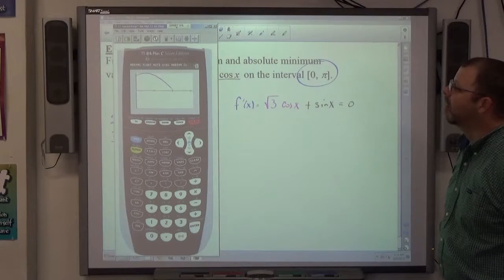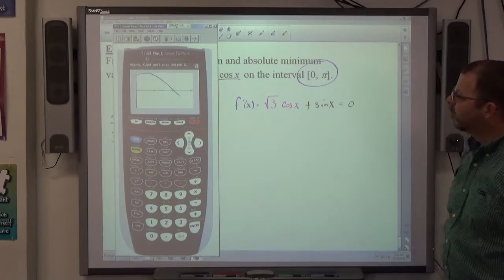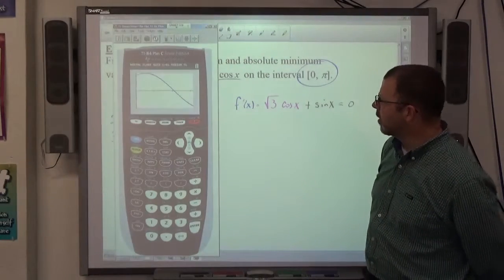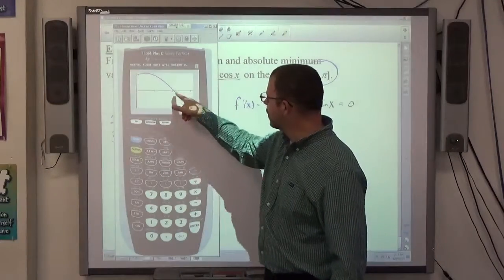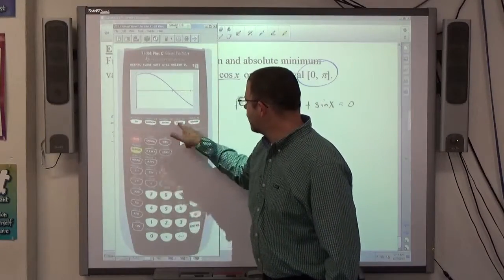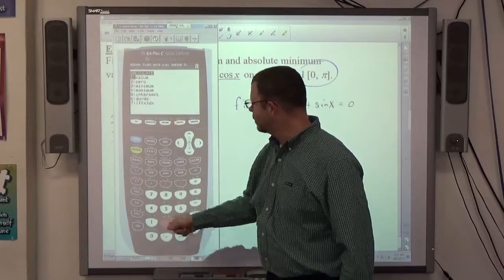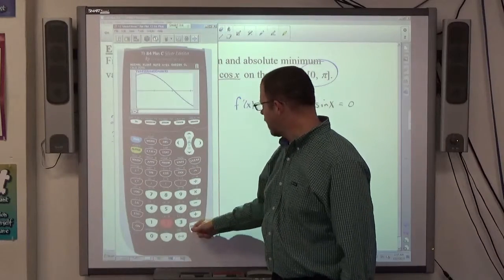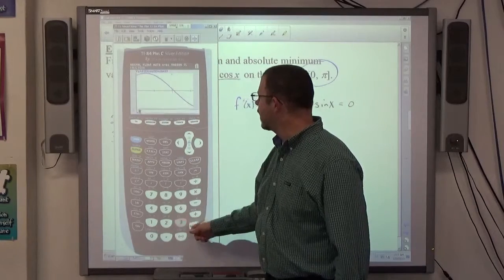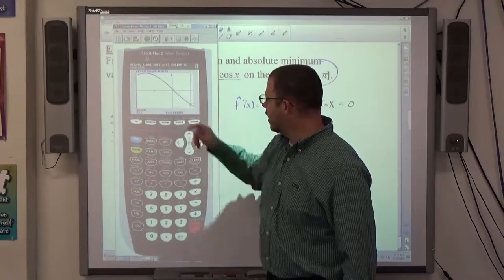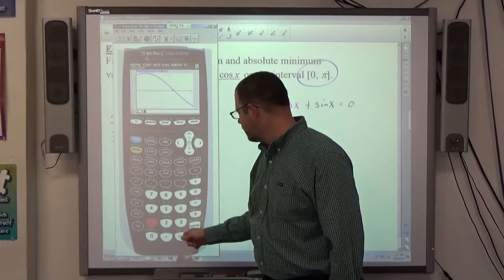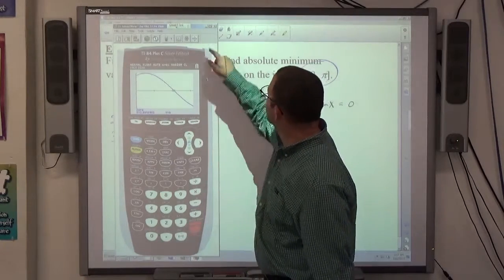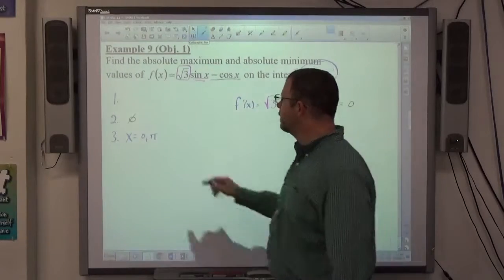Again, it doesn't really matter if I can see the top of the graph or not. What matters to me is this point where it crosses the x-axis. Looks to be a little bit larger than 2. 1, 2, 3, right? So if I do a calculate zero, I'm going to put a left bound 2, which is smaller than the answer, right bound 3, which is bigger than the answer. I can see very clearly the answer lies between those. I'm going to guess 2.1. We get 2.0943, so 2.09.